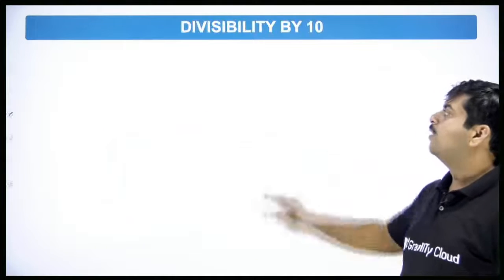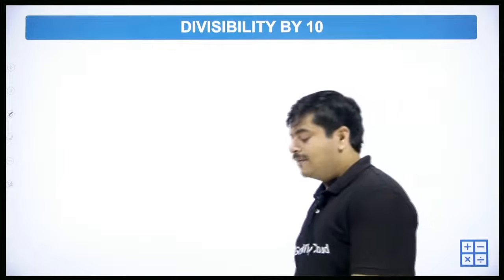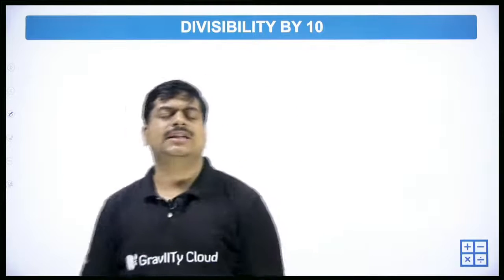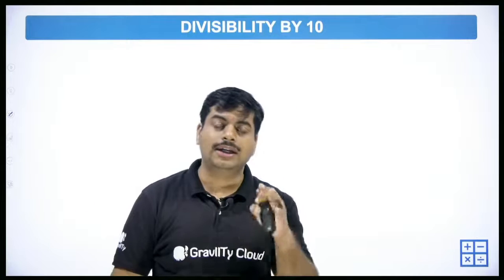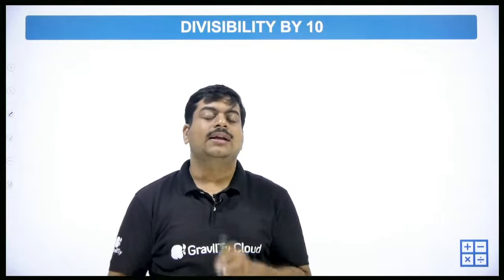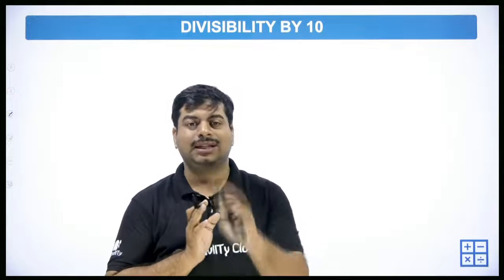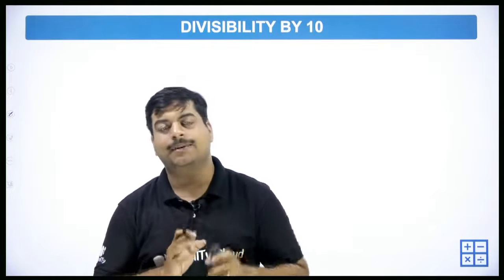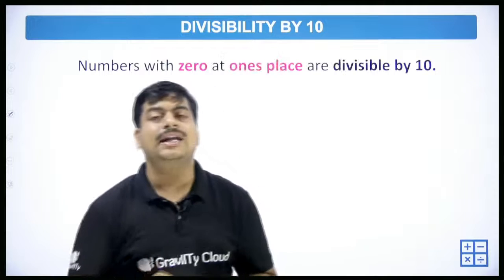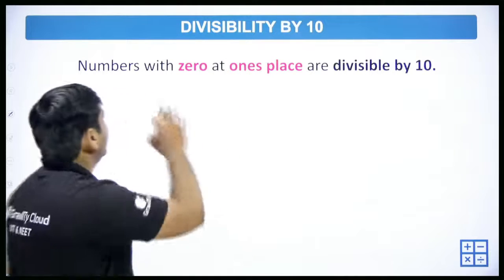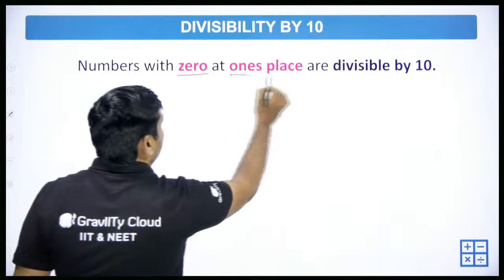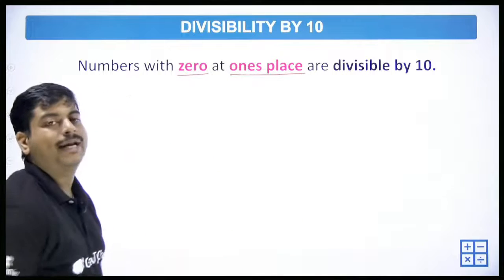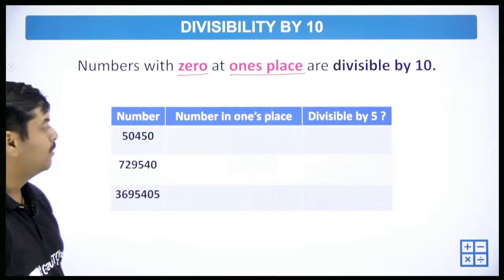And after that, we are yet to start with divisibility by 10. Okay, it's very easy and everyone already knew that any number ending with 0 is always divisible by 10. Numbers with 0 at the ones place are divisible by 10, okay.